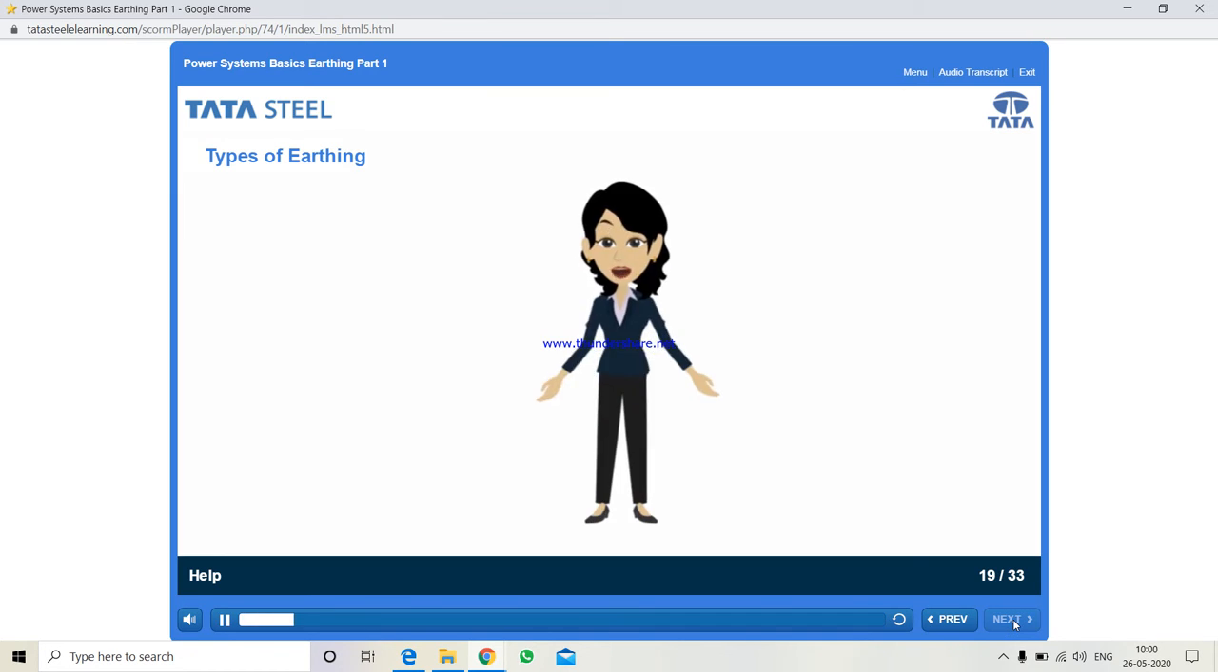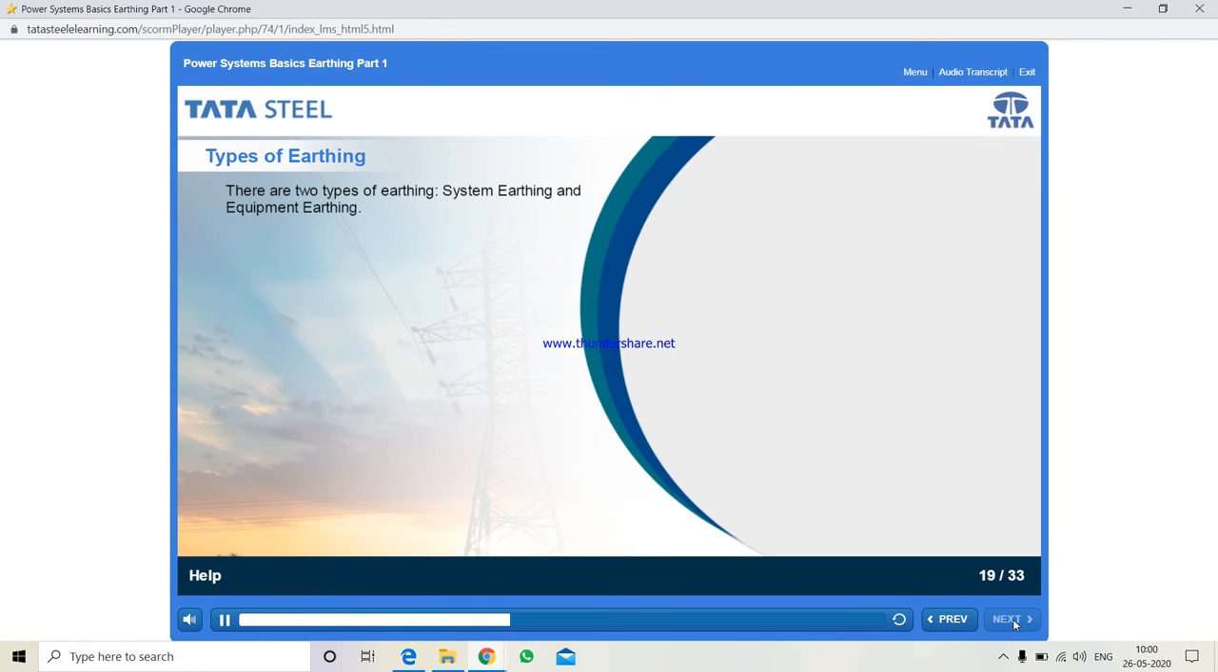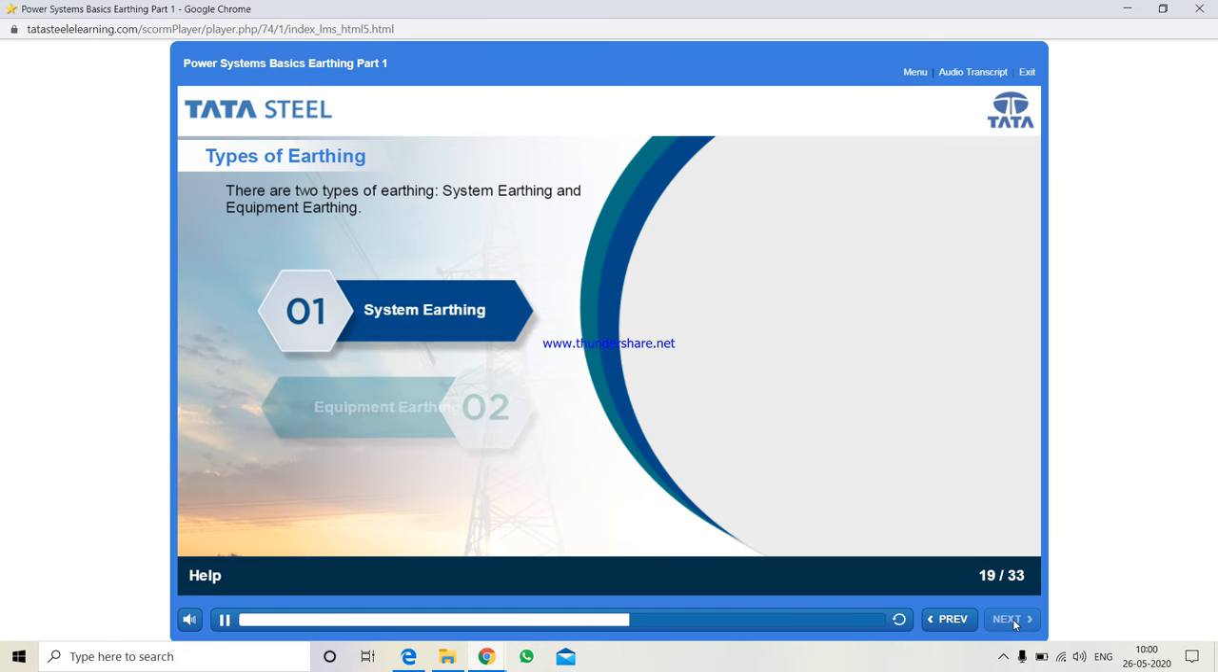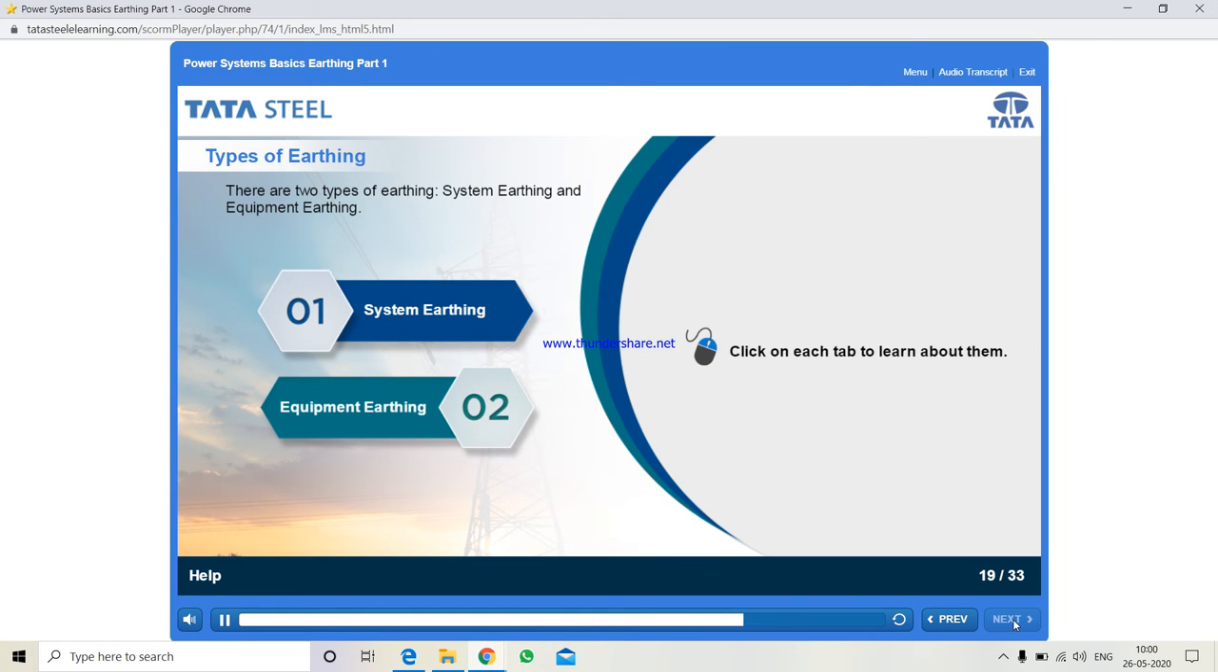In this topic, we will learn about the types of earthing. Basically, there are two types of earthing, system earthing and equipment earthing. Click on each tab to learn about them.